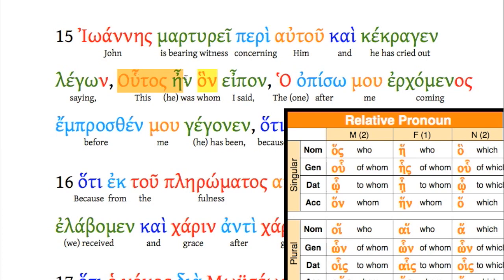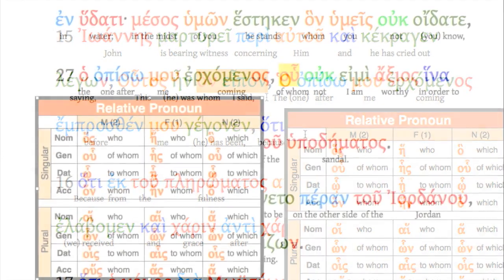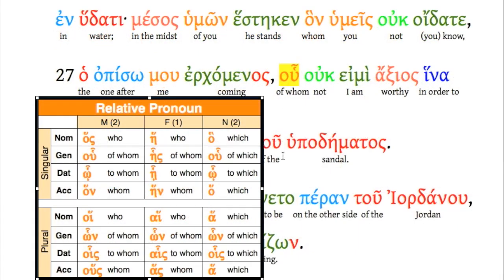So this is true in Greek and in English. I'll say it one more time. The number and gender of the relative pronoun will match its antecedent. But the case of the relative pronoun is determined by its use in the relative clause. Now look down at verse 27, and here we have "who" again, but notice this is the genitive form.